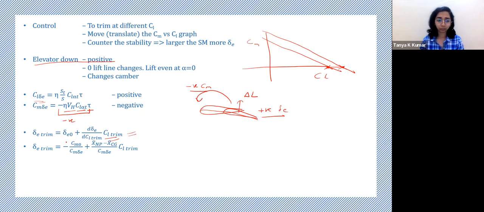Again, it's a linear equation with an intercept and a slope. So the intercept is given by minus CM naught by CM delta E. And the slope is x bar NP minus x bar CG, which is the static margin, divided by CM delta E. And we need to keep in mind that this x NP is always the stick fixed neutral point, never stick free. So the delta E trim is governed by the stick fixed neutral point.